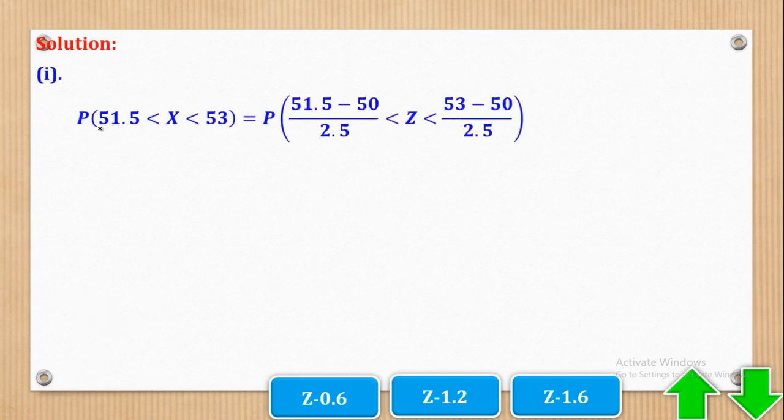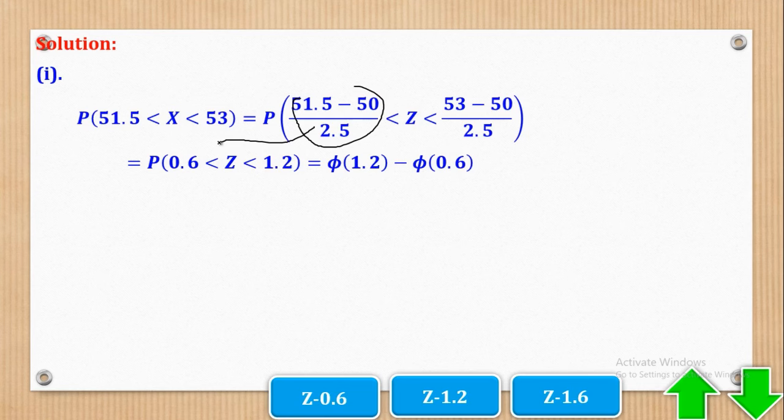So between is represented mathematically, meaning that x is greater than 51.5 but less than 53. After that we shall standardize, so 51.5 becomes 51.5 minus mean, which was 50, over standard deviation, which was 2.5. And this one is also standardized to become 53 minus 50 over 2.5. After that we use the calculator to simplify. So when I simplify this, I'll come up with positive 0.6, and when I simplify this, I'll come up with positive 1.2. Now because both are positive, the same signs, it means that we have to subtract.